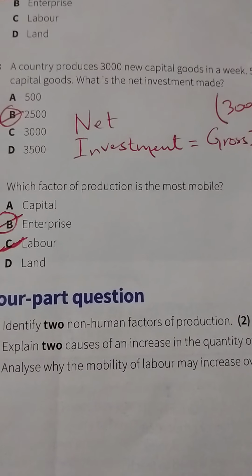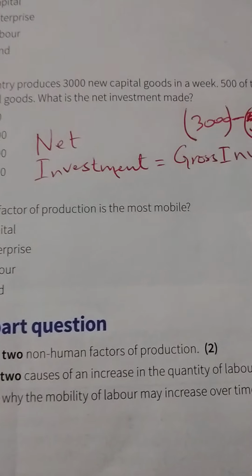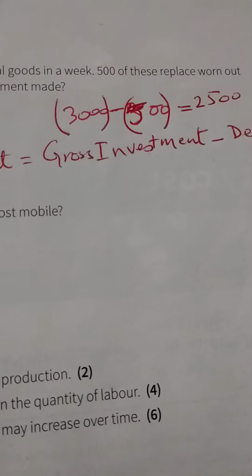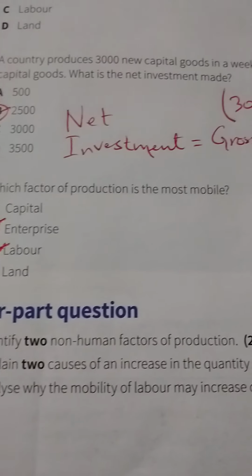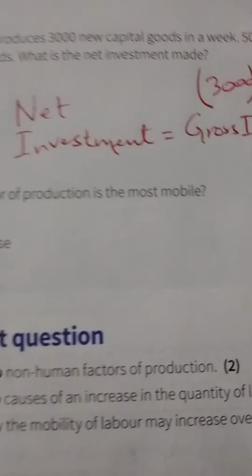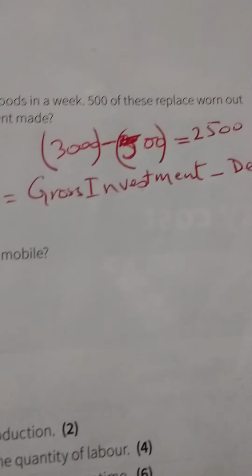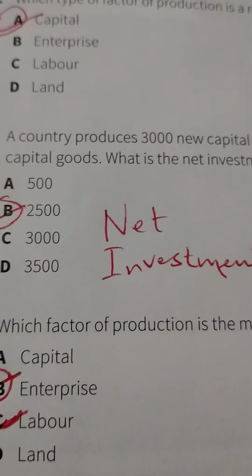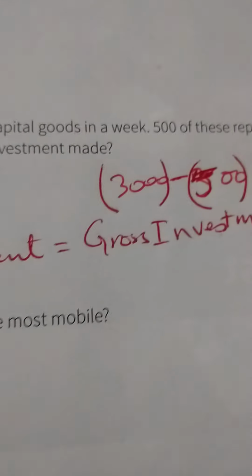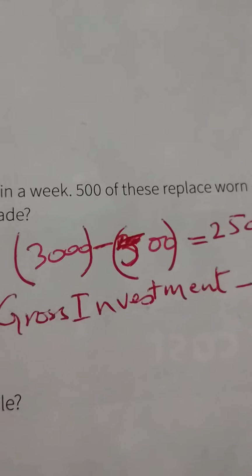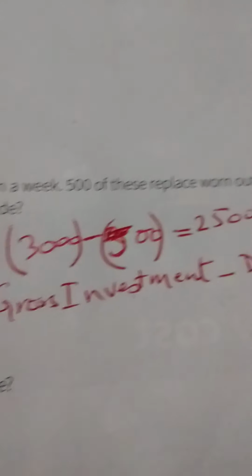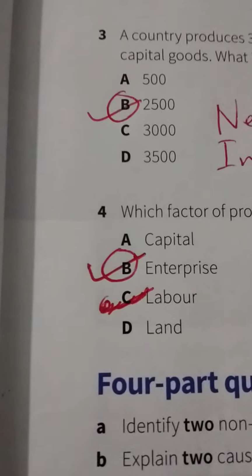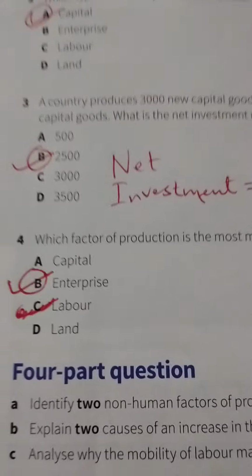Question number 3, a country produced 3,000 new capital goods in a week, and 500 of these replace worn out capital goods. What is the net investment made? So net investment will always be equal to the gross investment minus the depreciation. And the gross investment here is 3,000 new capital goods. That is the gross investment, minus the 500 that worn out, meaning depreciated. And what is left? 3,000 minus 500 is 2,500. Look at option B, 2,500 is the correct answer.